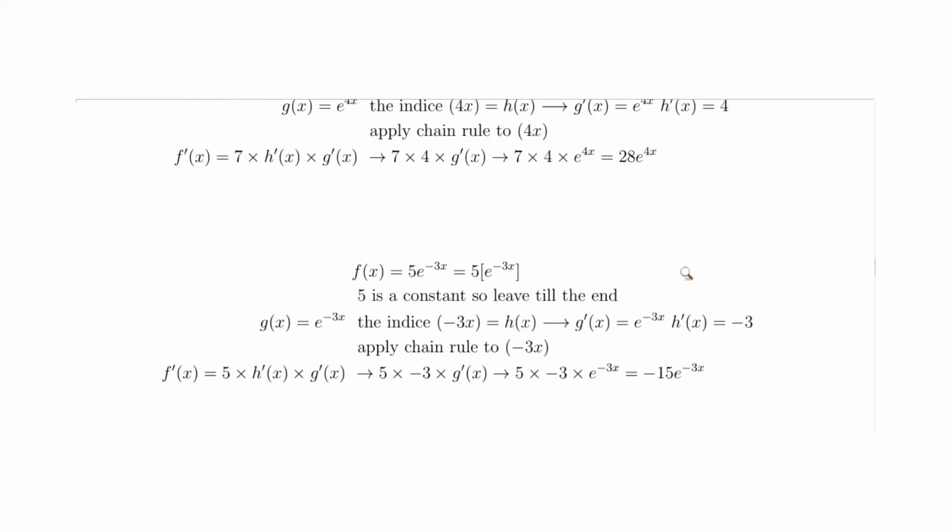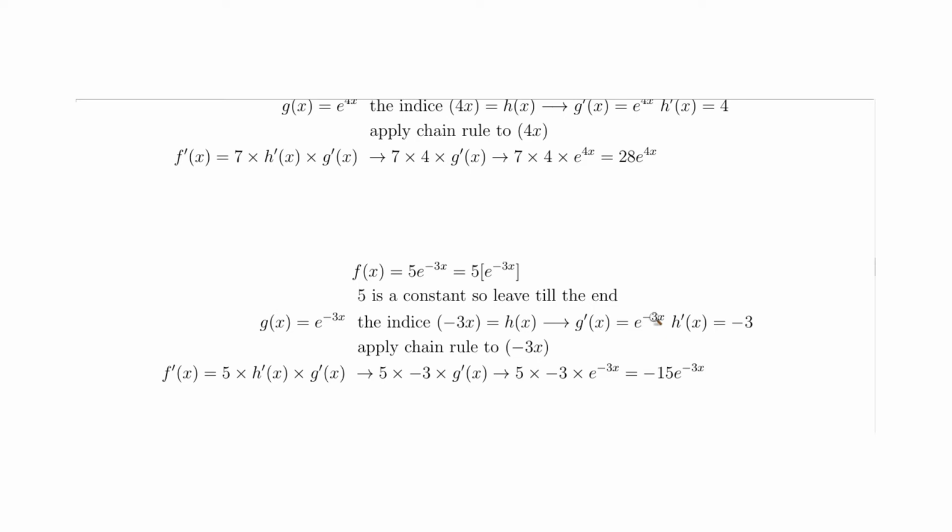Okay, let's try one now with a negative exponential. So again, as before, the 5 is a constant, so leave that till the end. And for e to the minus 3x, the minus 3x will stay because that's the input, but we have to use the chain rule on the minus 3x. So I'll set it up like this again. 5 is a constant, leave it to the end. Let g of x be e to the minus 3x, with the indice being minus 3x, which is h of x. So the derivative of e to the minus 3x will leave us e to the minus 3x for now, because the input won't change.